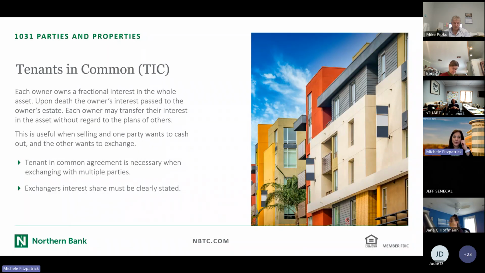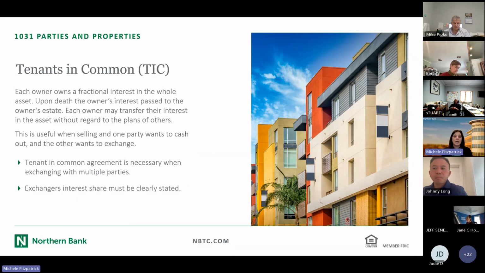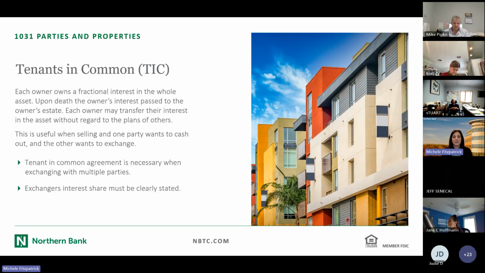Okay, so those are really the most common ways. I'm sure people have heard of tenants in common. This is what we love. We love this from an exchange standpoint only. I'm not an attorney, I'm not a CPA, and I'm not a bank lender. I'm talking strictly from an exchange standpoint. Tenants in common are the easiest way to hold property and exchange property, and I'll get into the reasons why.